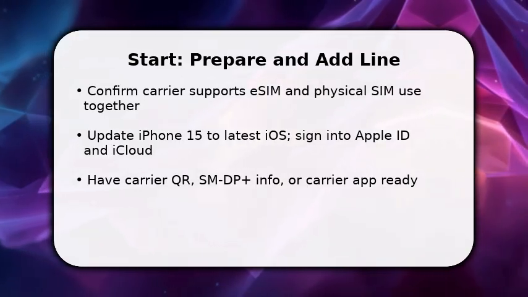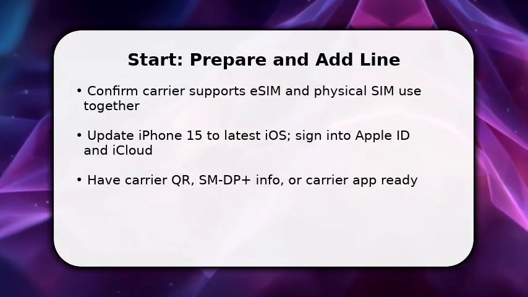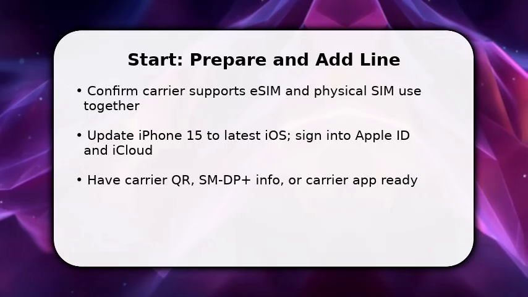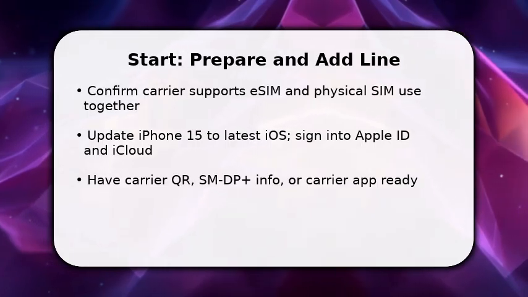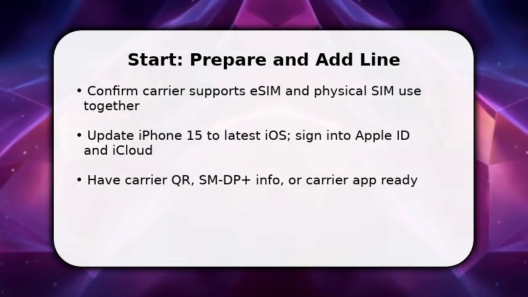Now open Settings, tap Cellular and choose Add Cellular Plan. Scan the carrier QR code or enter the SMDP Plus details or install via the carrier app. Proceed step by step. This registers the eSIM profile while keeping your physical SIM active.